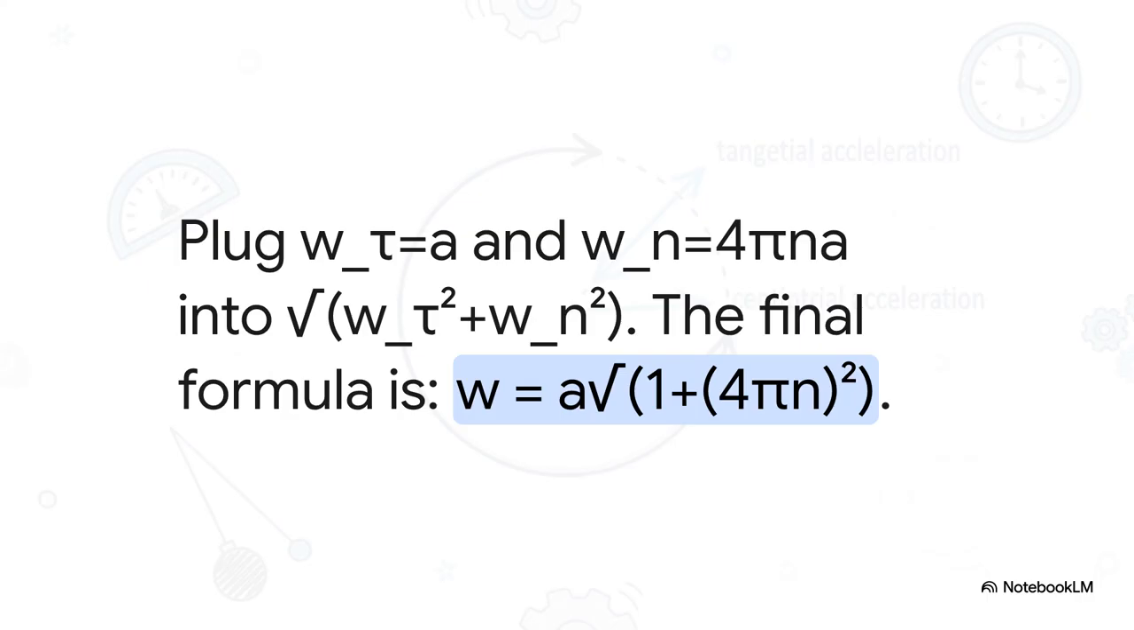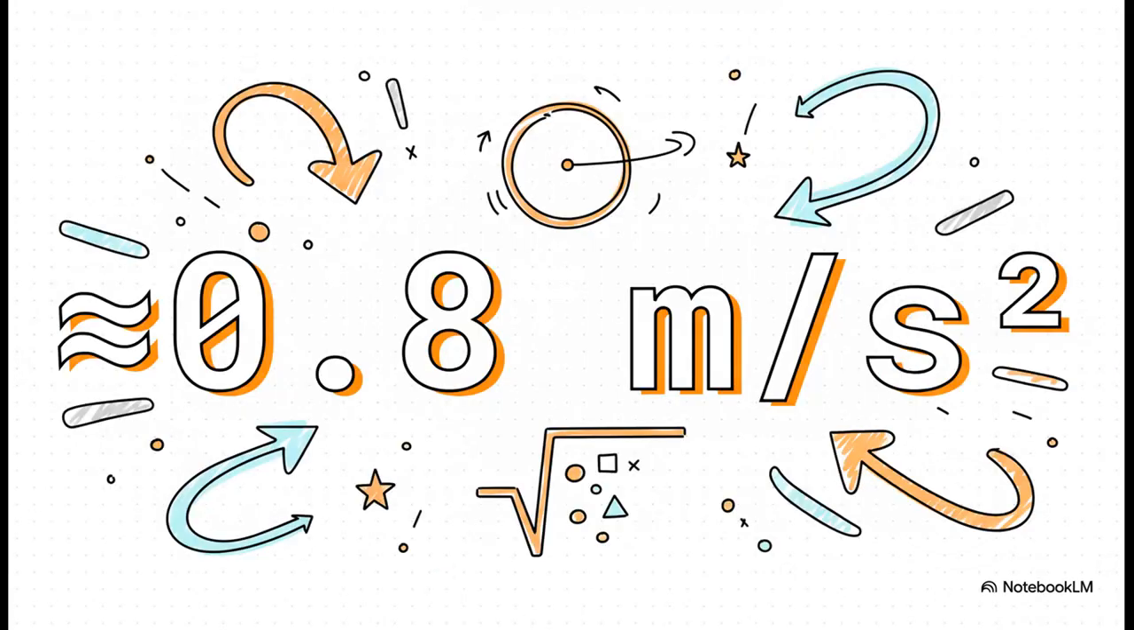We can clean this up a little bit by factoring out the a, and what we're left with is this final equation right here. And from here, it's just plugging in the numbers. We know a is 0.50, we know n is 0.10. Punch that into a calculator, and we get our answer. The total acceleration at that moment is about 0.8 meters per second squared. And that's it. We solved it.